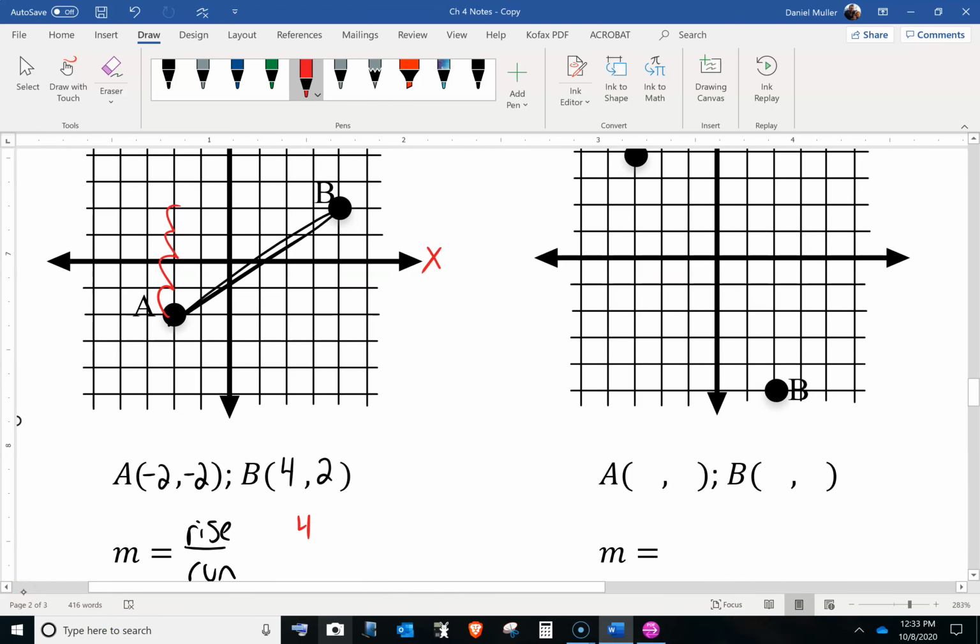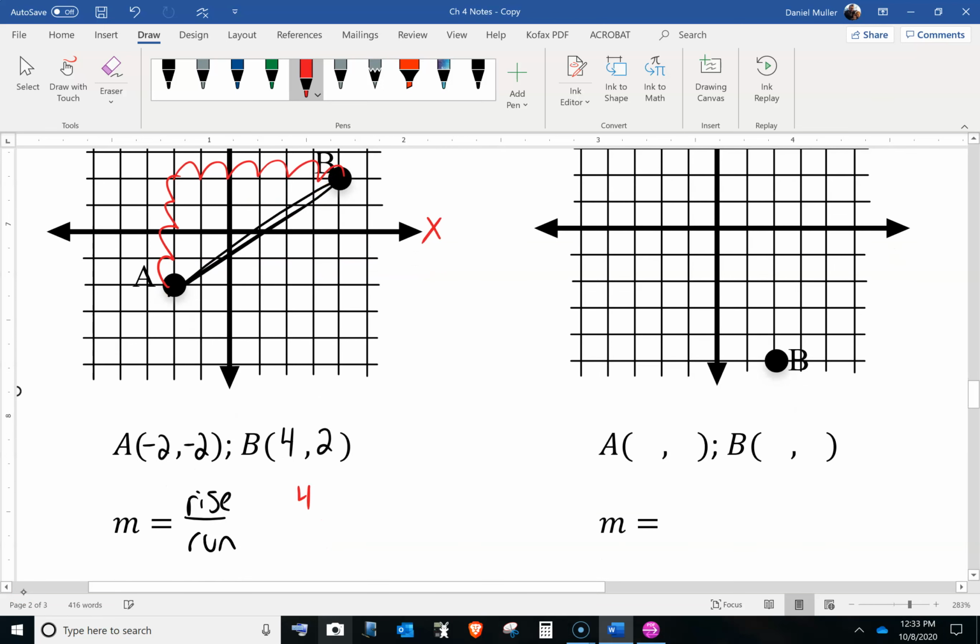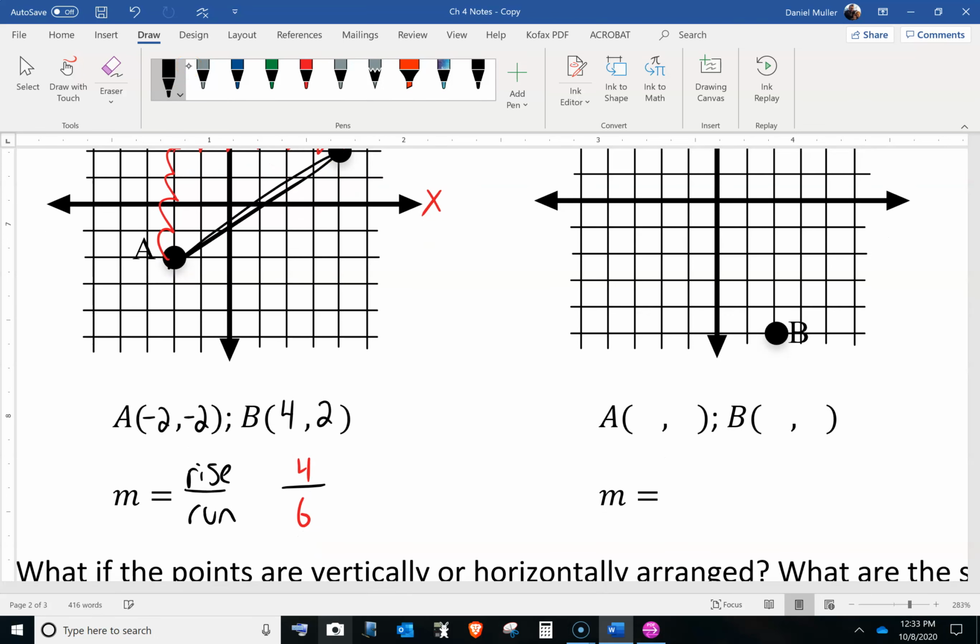And I'm going to the right. 1, 2, 3, 4, 5, 6. So 4 over 6. And because I'm moving right, that is positive. And that can be reduced to 2 over 3.